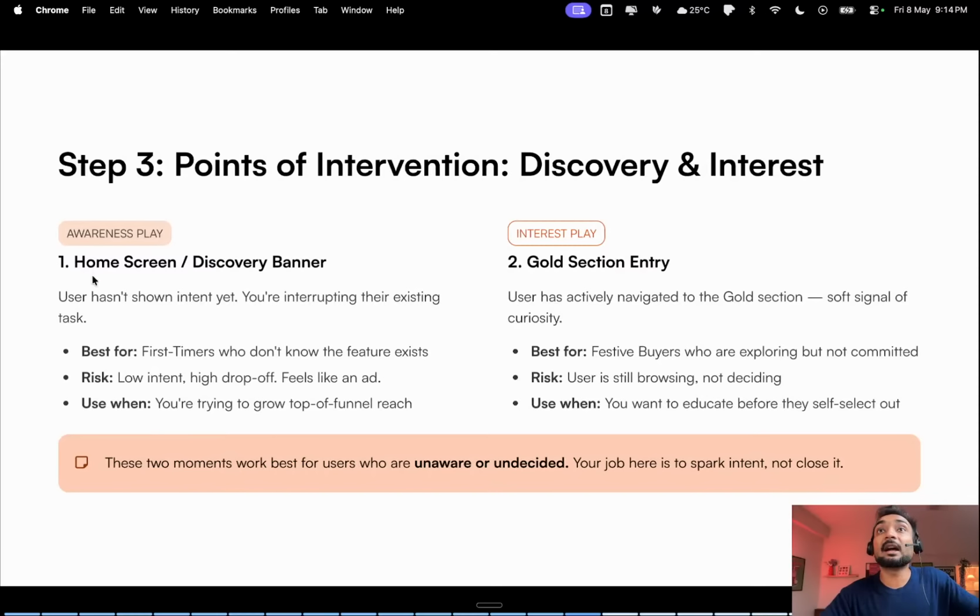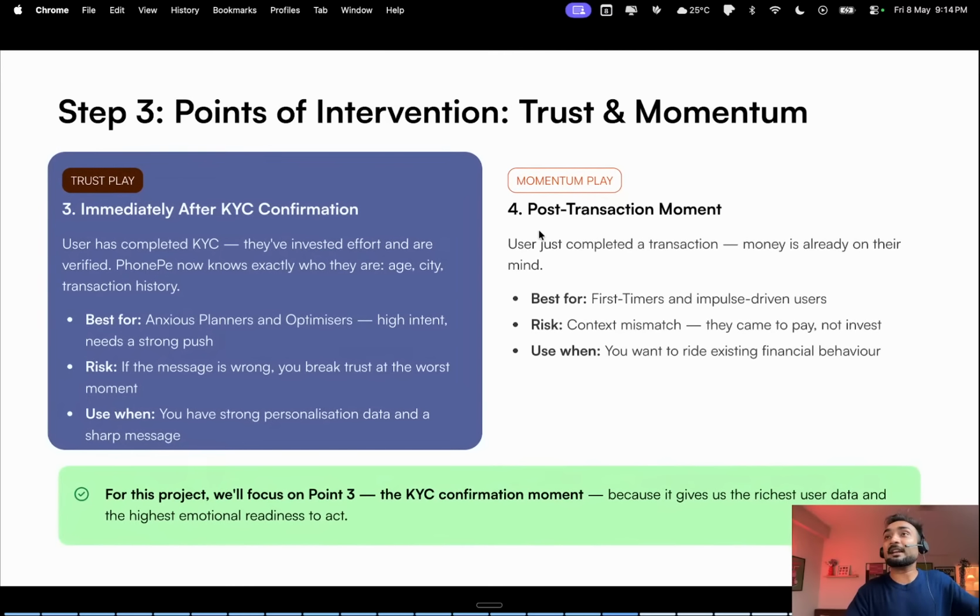Maybe we can add a banner on the home screen. This could be our discovery banner. We can do something in the gold screen, or in the entry point of this gold section. That section also we can use, right? If somebody clicks on one of those options, then also we can do something. This is how you're creating awareness, this is how you're creating interest, and this is how we are going towards the AIDA framework, which is awareness, interest, desire, action.